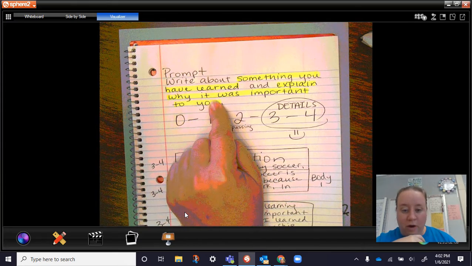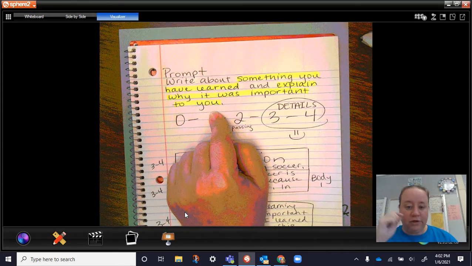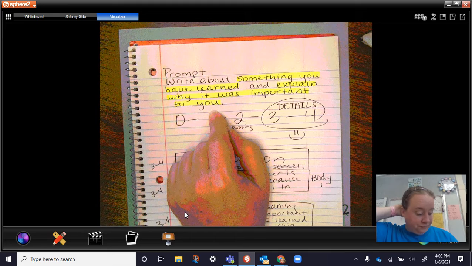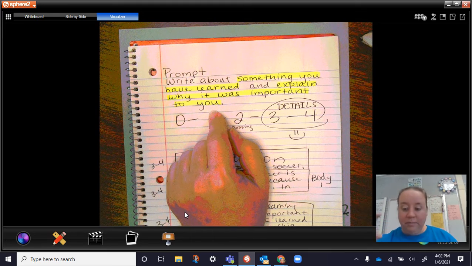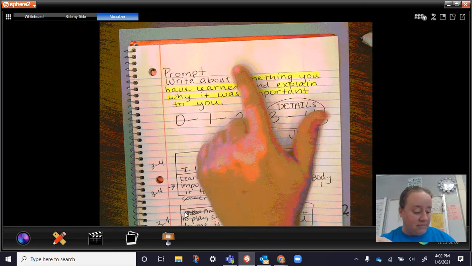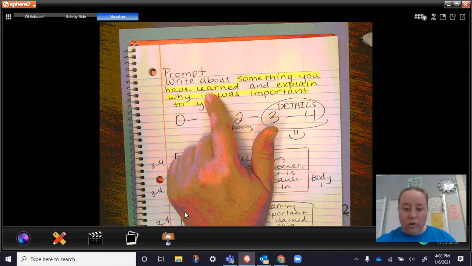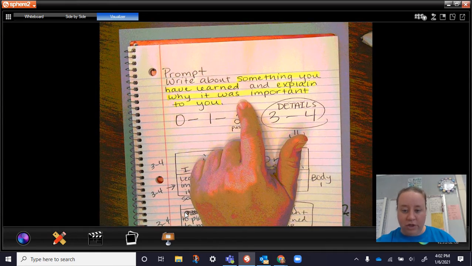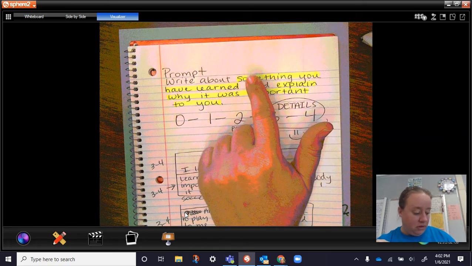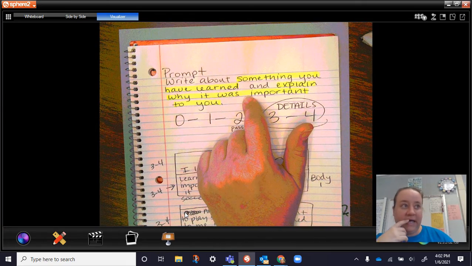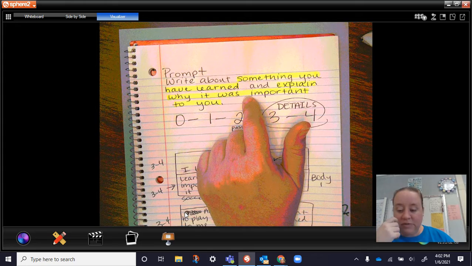So I rewrote the prompt. It says, write about something you have learned and explain why it was important to you. And we talked about the big key pieces: number 1, we're writing about something you have learned. And number 2, we have to explain why it's important to you.